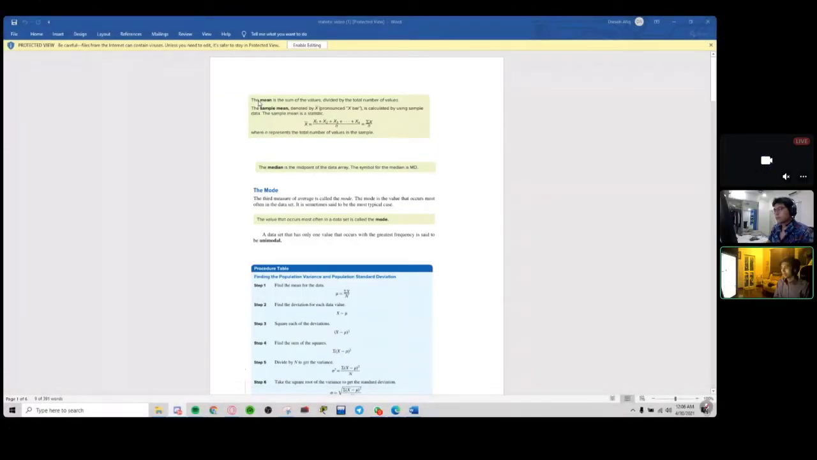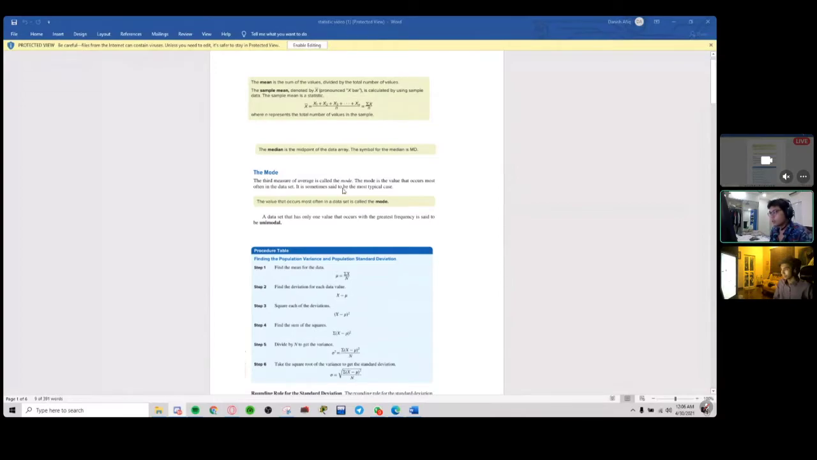And today we are going to explain and solve problem 2. So before we start, we are going to explain the basic meaning for mean, median, mode, and standard deviation. The mean is the sum of the values divided by the total number of values. For median, the median is the midpoint of the data array. The symbol for the median is MD.